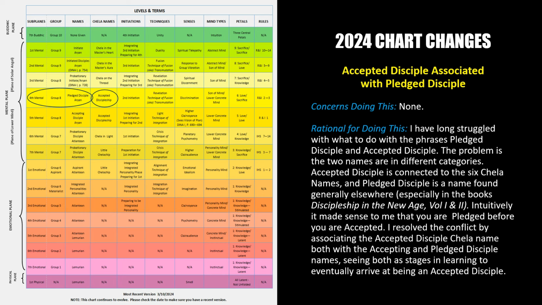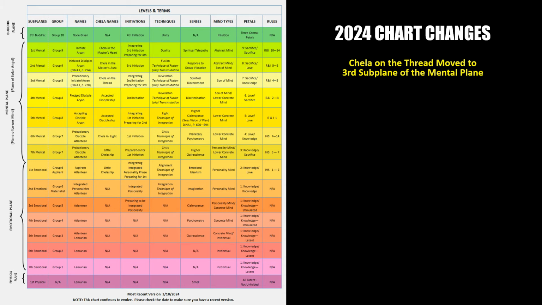So maybe that's a way you can parse these words up. Again, these Bailey books are way too complex. So here's another big change I made with the Chela names, and that was moving them onto different subplanes than I had before. So the Chela on the thread, which was initially here, I have moved up to here, which is going to be on the third subplane of the mental plane.